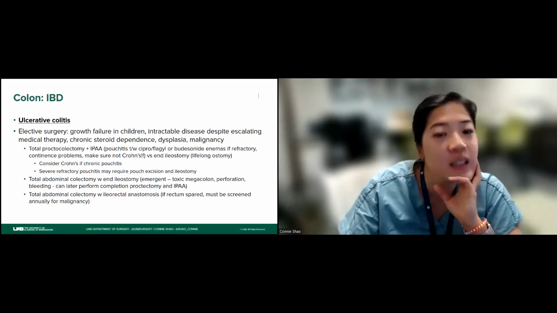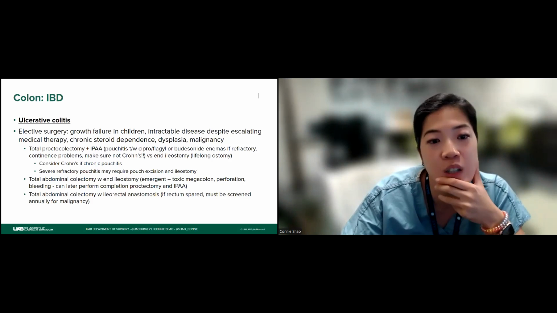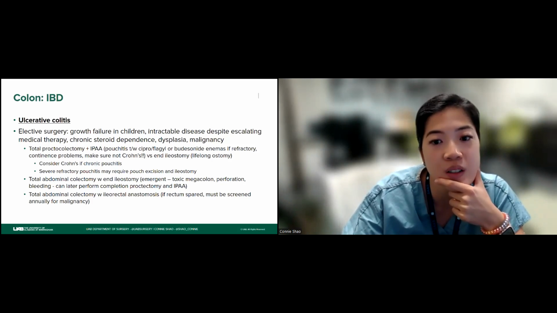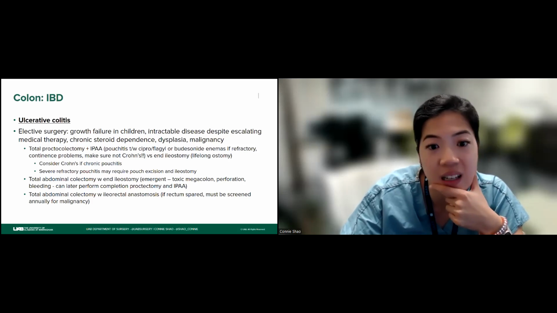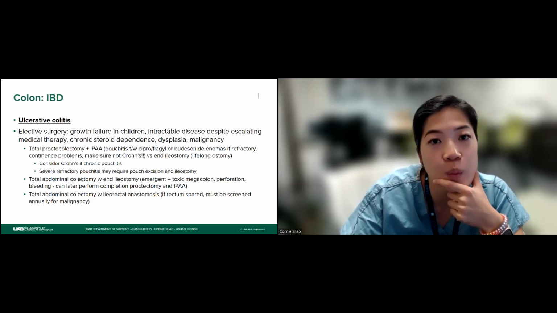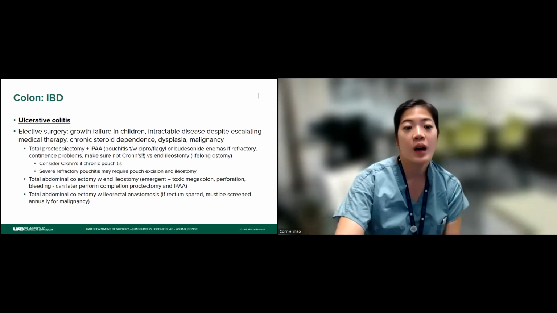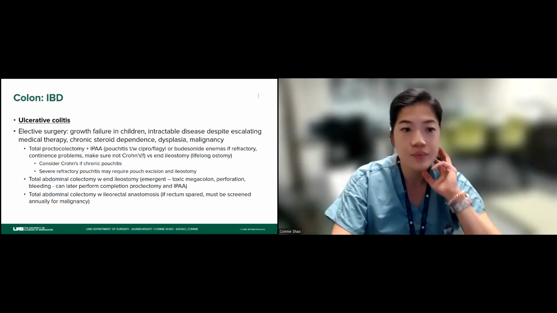The issue with an end ileostomy, the good part is that you don't have to talk as much about pouchitis, but then you are concerned about a lifelong ostomy. And then the other option, you can do an end ileostomy in an emergent setting. But if you do have an ileorectal anastomosis, like in an elective setting, you need to be worried about malignancy recurring at the rectum. So you have to screen them annually for malignancy.